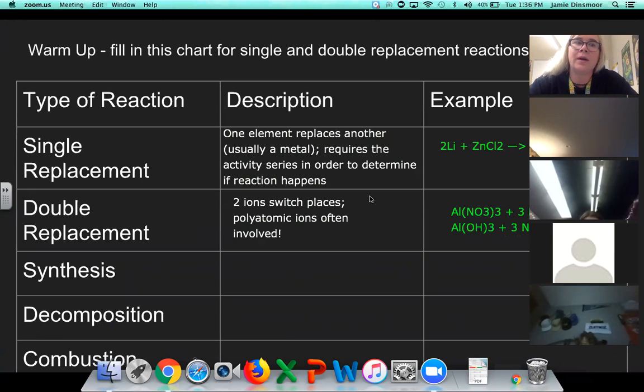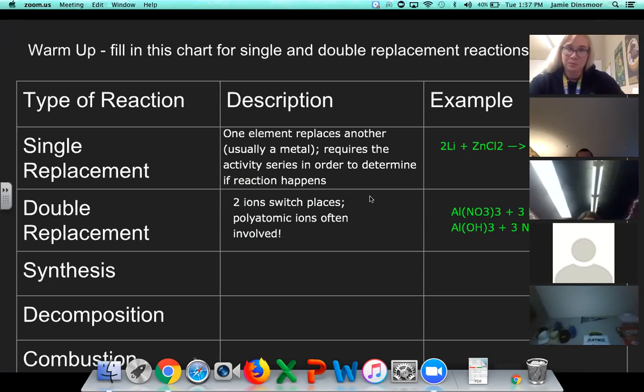Okay, so we're going to start going over this. Essentially, I want you to have a chart where you can see the types of reactions, what that would look like in a description, and then an example. Because when you are faced with trying to predict the products of a reaction, and you have to choose from all 5 of these options, it can start getting really confusing. So these are 2 review ones that we did last week, single replacement and double replacement.